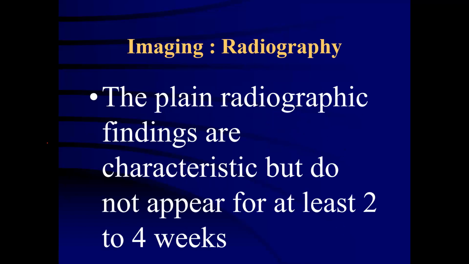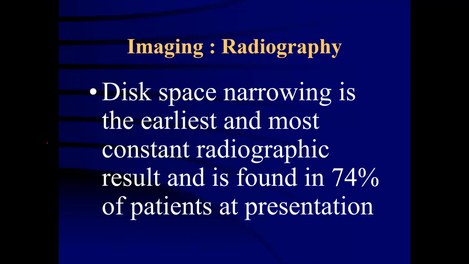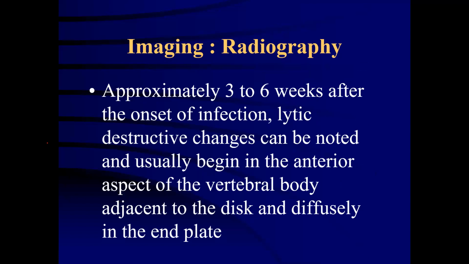The plain radiographic findings are characteristic, but do not appear for at least 2 to 4 weeks. Disc space narrowing is the earliest and most constant radiographic result and is found in 74% of patients at presentation. Approximately 3 to 6 weeks after the onset of infection, lytic destructive changes can be noted and usually begin in the anterior aspect of the vertebral body, adjacent to the disc and diffusely in the end plate.